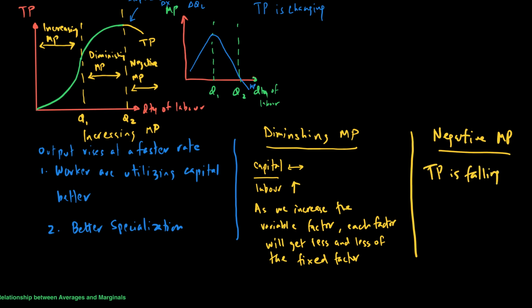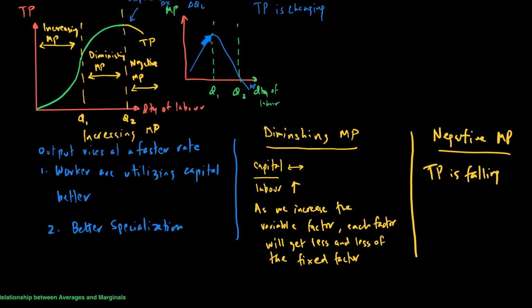Basically, at that point, each additional variable factor is giving us a negative contribution, and that's why total output will start to fall, and that's why we would probably like to stop at Q2 rather than move forward and make MP become negative. This is how our MP looks.